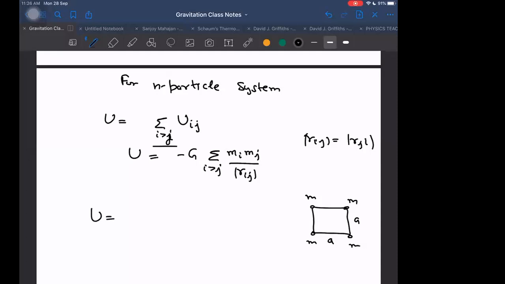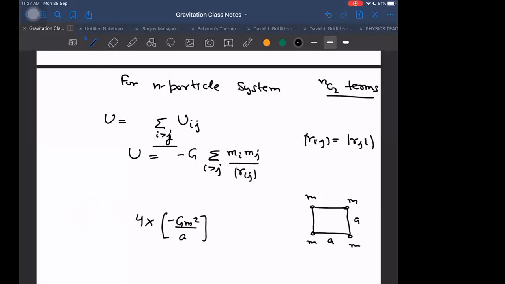See, first of all, keep this idea in mind: nC2. For an n particle system, how many terms will come? For an n particle system, there will be nC2 terms, two combinations. That we should have an idea. So 4C2, how many are there? 6 terms. Out of 6 terms, 4 will be equal terms of the same type.